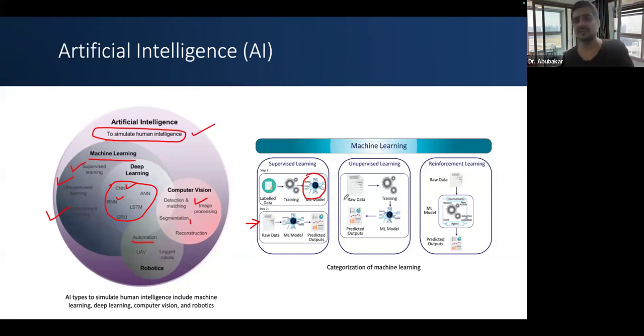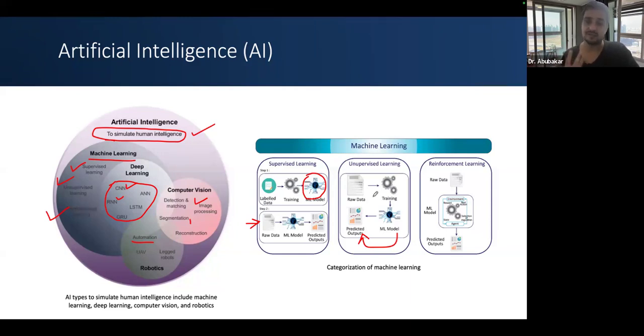Okay, in the case of unsupervised learning, we provide the raw data, it does the training, and it makes a machine learning model, and it predicts the results based on real time. So it's training and it is unsupervised learning, right?